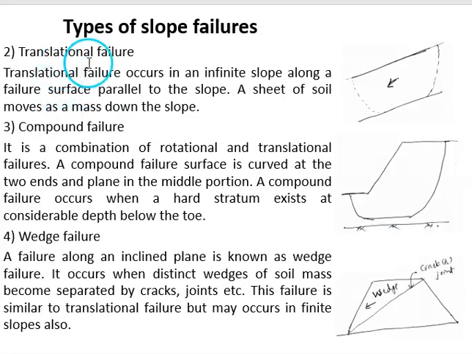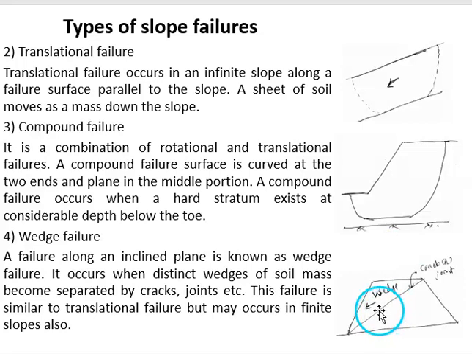The second one is translational failure. Translational failure occurs in infinite slopes where the failure surface is parallel to the slope. A sheet of soil moves as a mass down the slope. Compound failure is a combination of rotational and translational failures. A compound failure surface is curved at the two ends and plane in the middle portion. A compound failure occurs when a hard stratum exists at considerable depth below the toe.